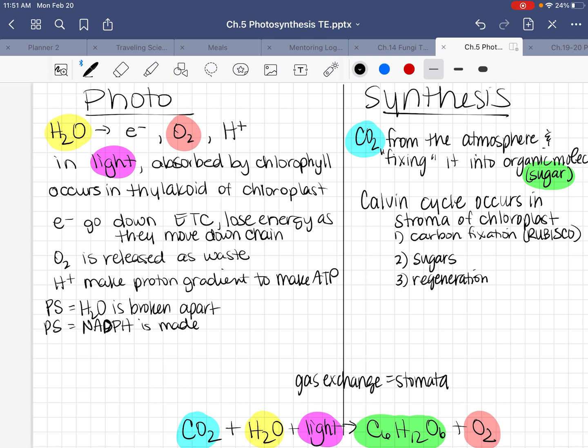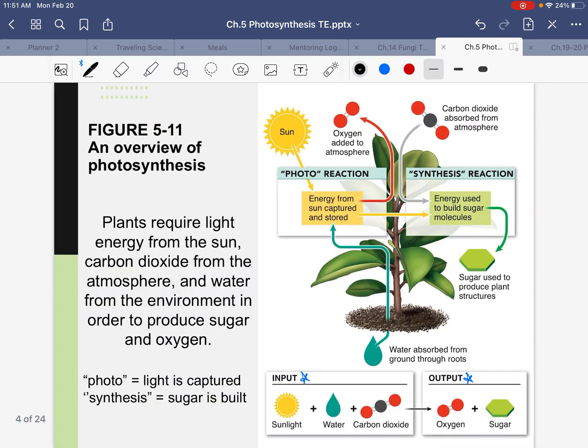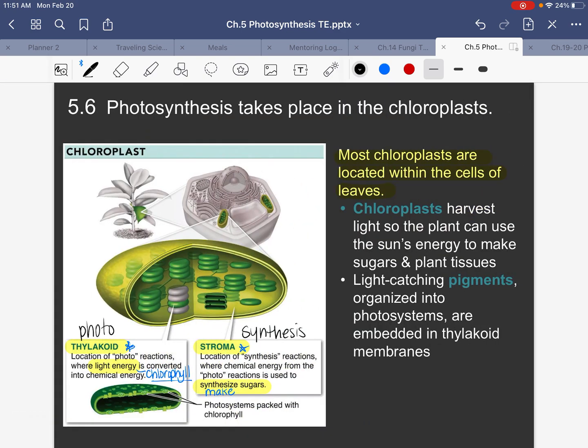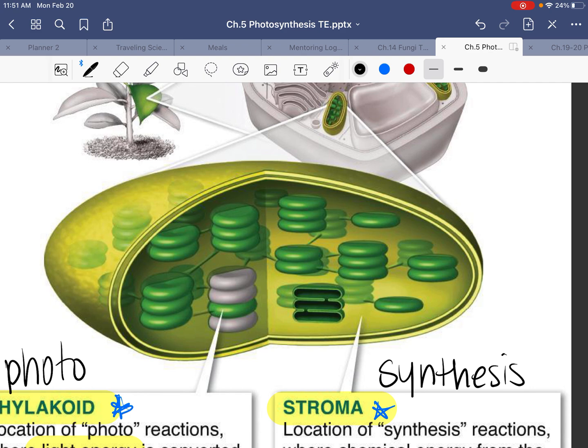Make sure that we talk about the thylakoid and the stroma, that you recognize a picture of it. So here's our picture of the chloroplast. So we've got this sac here is called the thylakoid, where all the space out here is called the stroma. So when we talk about the light reactions or the photo reactions and where they occur, it's in the thylakoid, which is the sac.